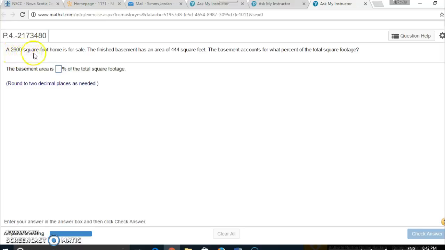We have a 2,600 square foot home that's for sale. The furnished basement has an area of 444 square feet. The basement accounts for what percentage of the total square footage?